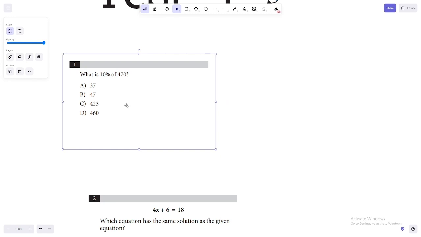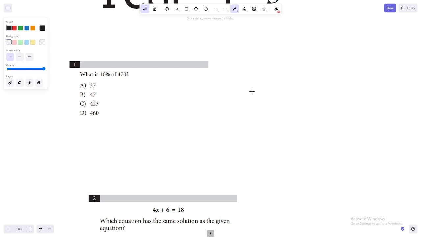So, in the first question, we were asked, what is 10% of 470? The thing you have to understand about percentages is that they're basically fractions. So 10% is equal to 10 divided by 100. So it's equal to this fraction. And this fraction itself, we could divide both sides by 10 and that would give us 1 over 10.